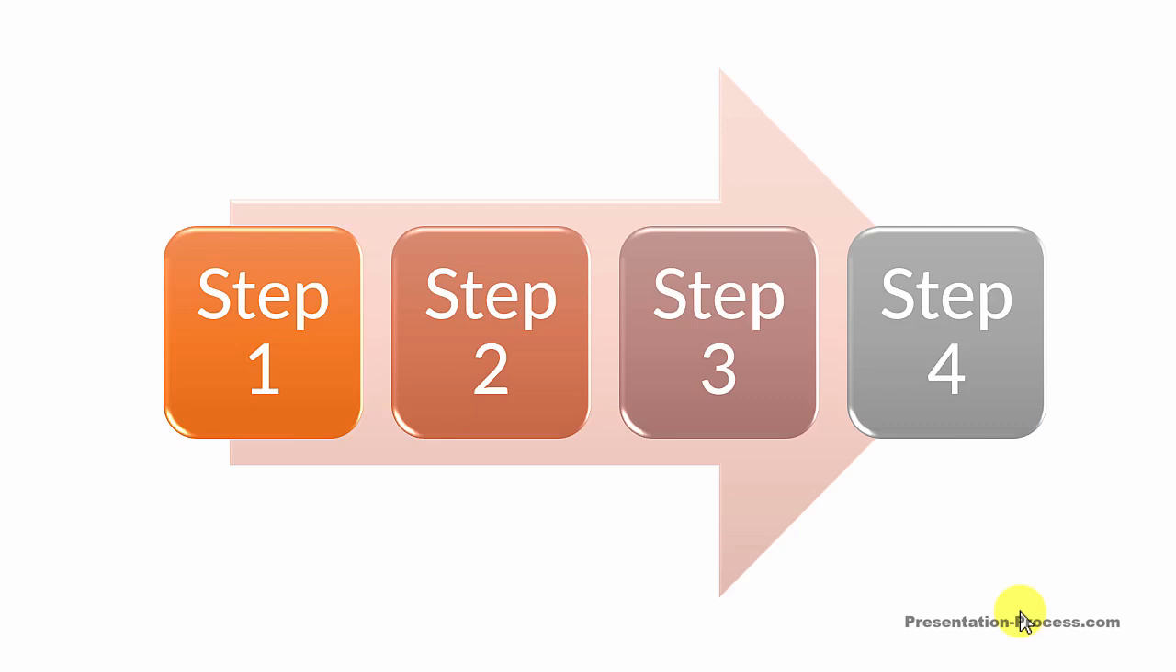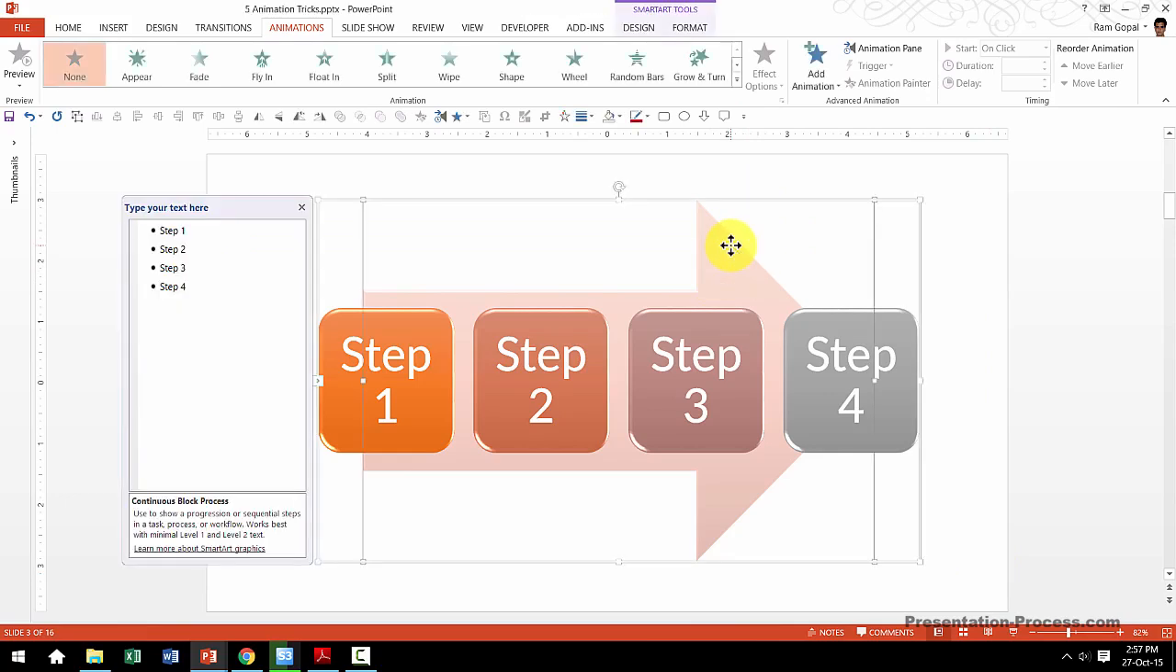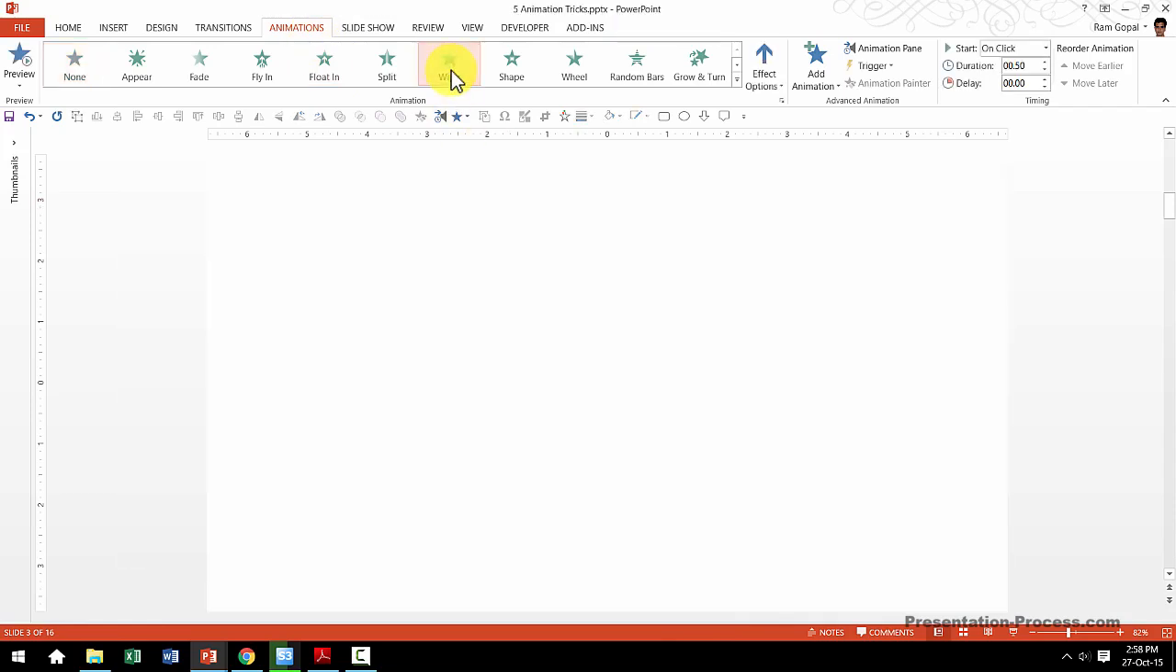Now let me show you the mechanics of how to animate a SmartArt graphic. I am going to animate this SmartArt graphic. The first step is to click on the SmartArt graphic. Then you choose one of the entrance animations from the Animations tab in the PowerPoint ribbon. The entrance effect I am going to choose is Wipe.